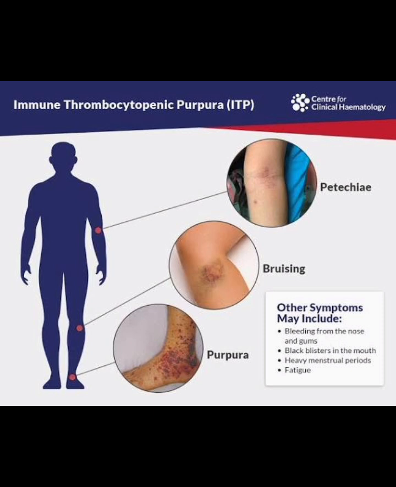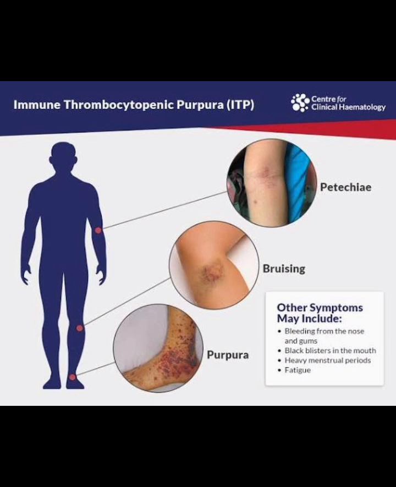Moderate, we are giving prednisolone and IV immunoglobulin. Severe, we are giving platelet transfusion, methylprednisolone and IV immunoglobulin. Again, I am telling the treatment. Mild, we are giving tranexamic acid. Moderate, prednisolone and IV immunoglobulin. Severe, platelet transfusions, methylprednisolone and IV immunoglobulin.